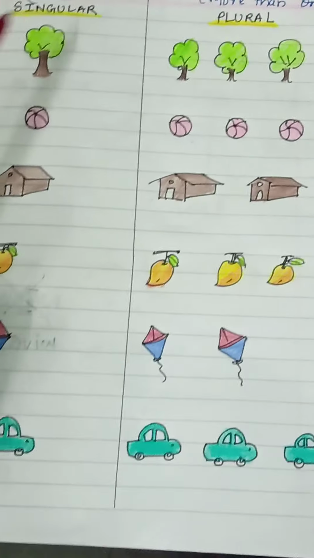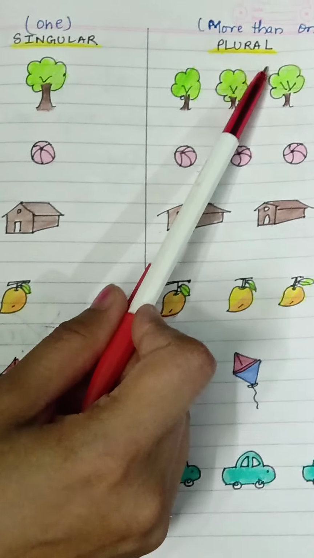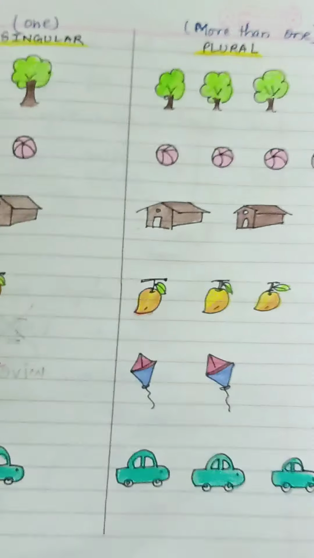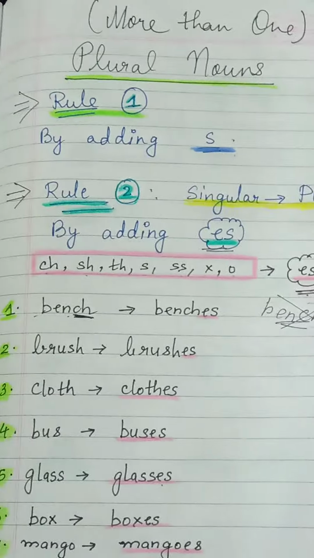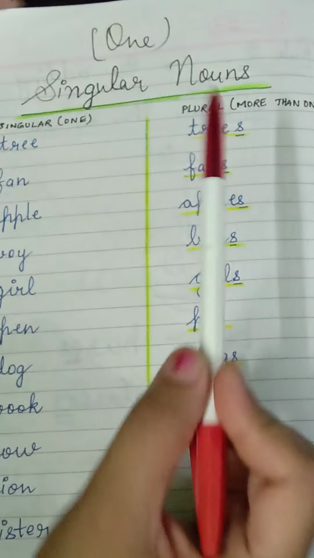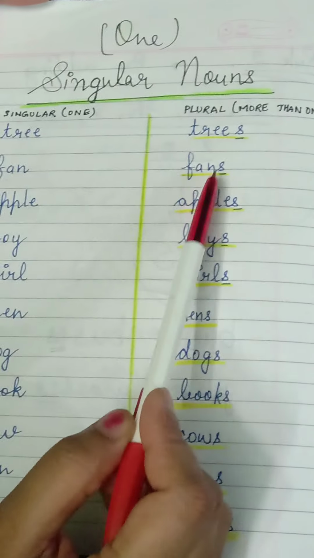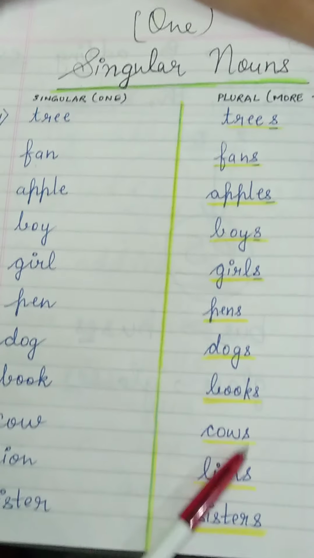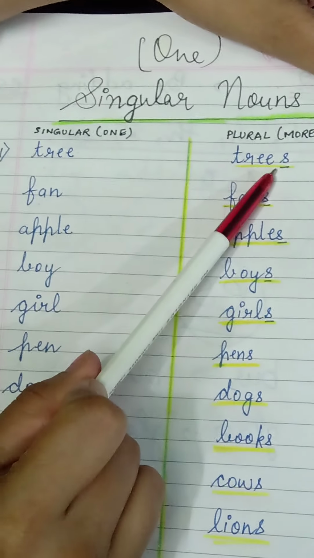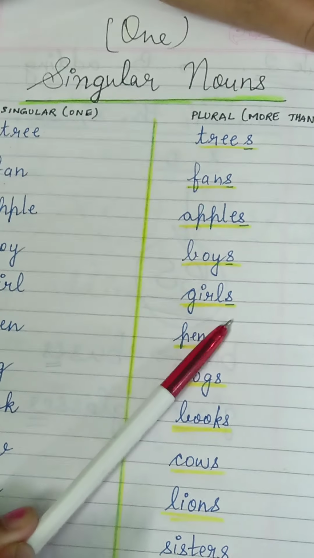Now children, we can change singular words to plural by following certain rules that I taught you. The first rule was by adding s. We can change singular to plural by adding s to the words, like tree becomes trees, fan, fans, apple, apples. Likewise, if you add s, what happens? The word becomes plural. Plural means more than one.